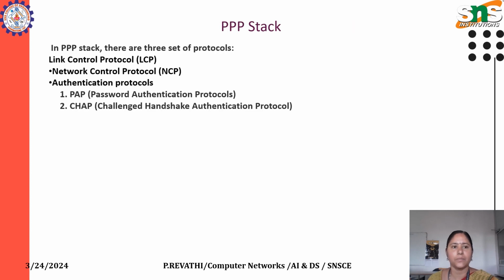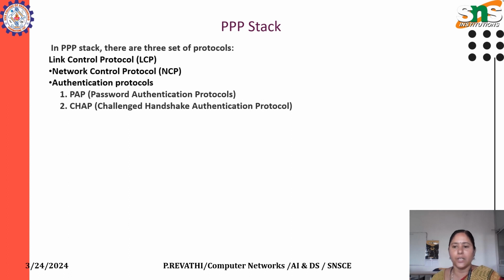PPP stack. In the PPP stack, there are three sets of protocols: link control protocol, network control protocol, and authentication protocol. Link control protocol. The role of link control protocol is to establish, maintain, configure and terminate the links. It also provides a negotiation mechanism.